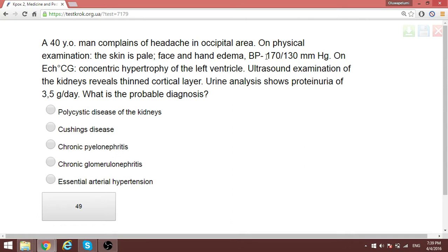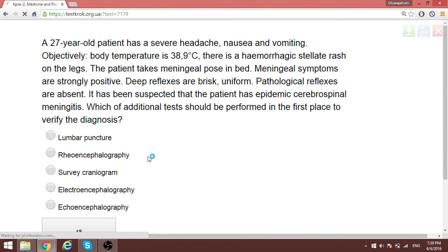So, yes, a hypertensive patient. Left ventricular hypertrophy is common in patients with chronic hypertension, and that is the same cause of the thinning of the cortical layer of the kidneys here, with the proteinuria. So the question: what's the primary diagnosis? It's very simple in this particular case. It's essential arterial hypertension. Yes, it's that simple. Don't think of something else.